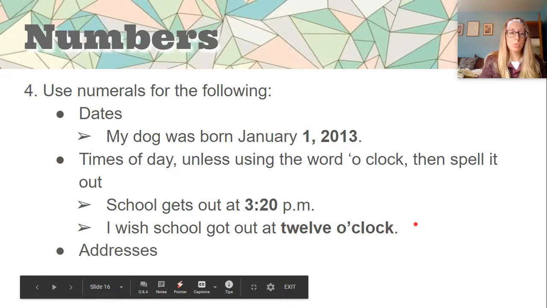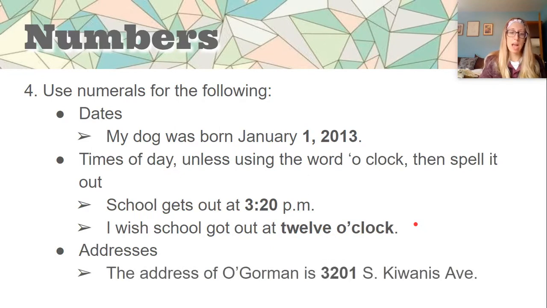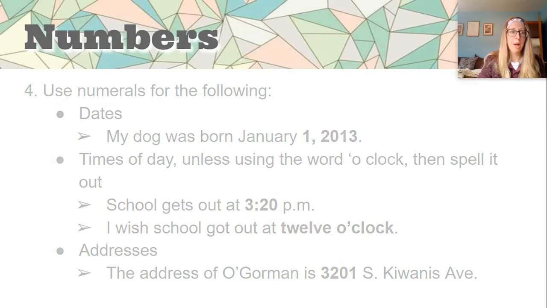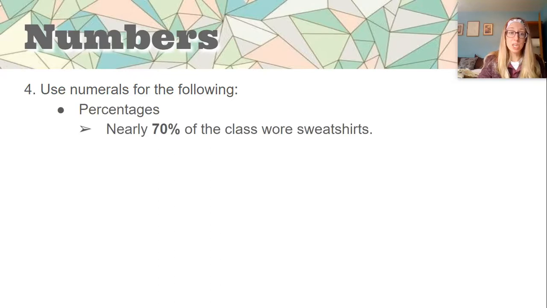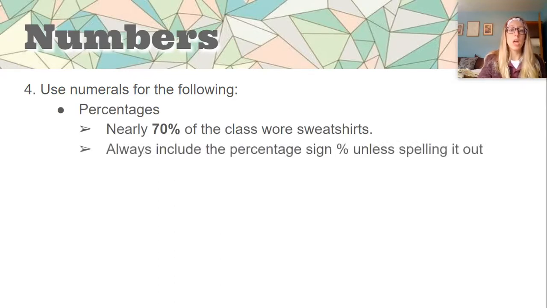You also want to use numerals for addresses. So like the address of O'Gorman is 3201 South Kiwanis Avenue. You use numerals for that. You also use numerals for percentages. Now this one does have an exception to this rule.